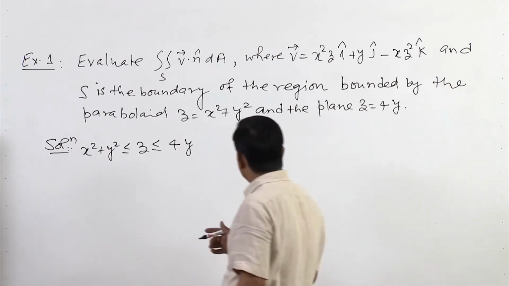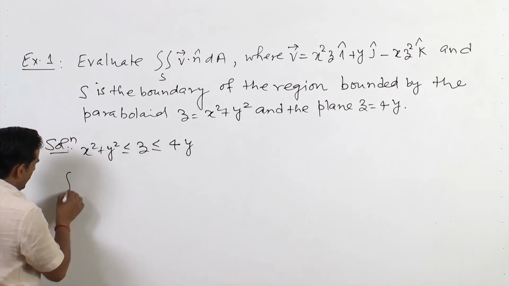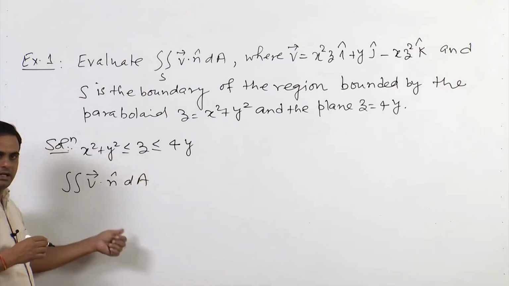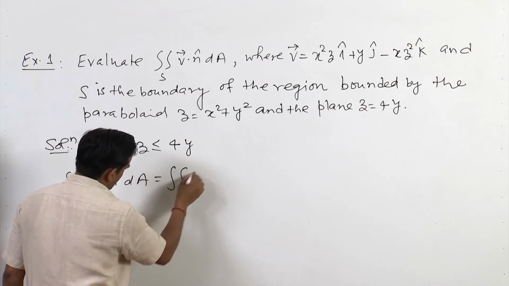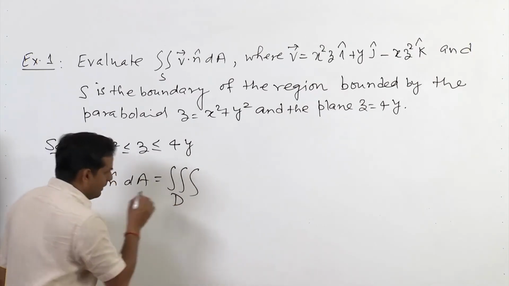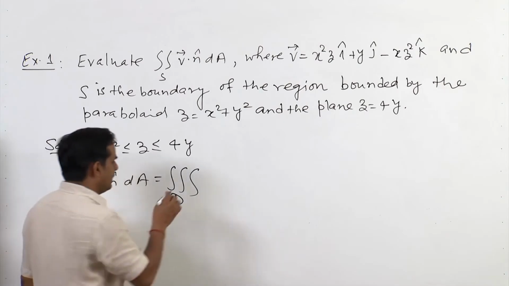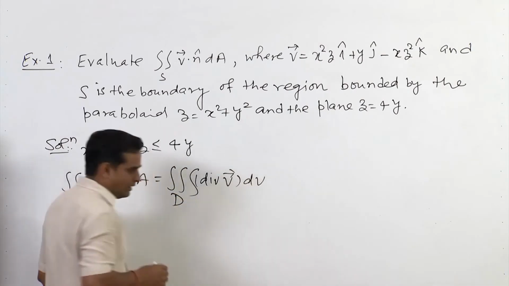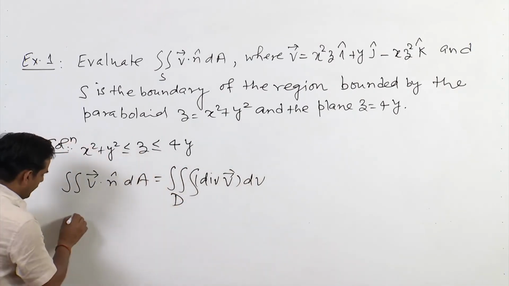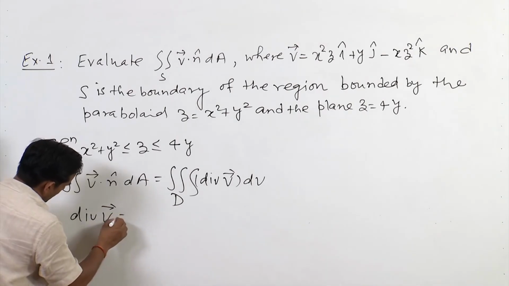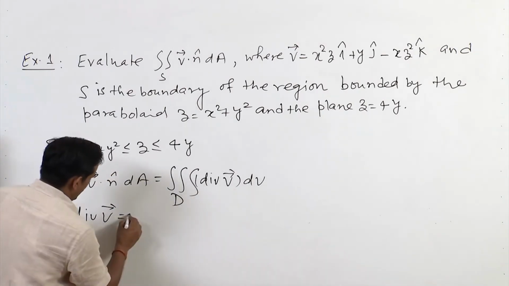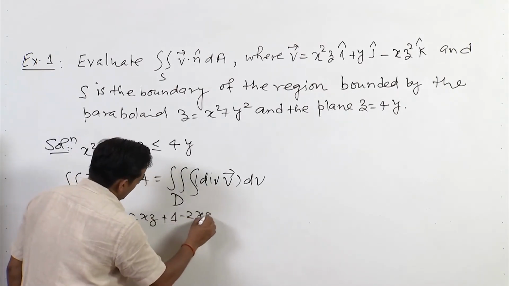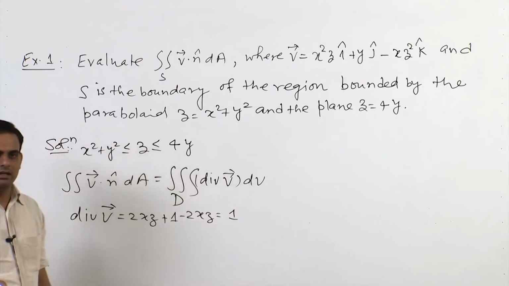Now, I need to calculate V dot n dA. So, by the divergence theorem, this will be equal to the triple integral over the region D of divergence V dV. Now, divergence V will become 2xz plus 1 minus 2xz, so it comes out to be 1.